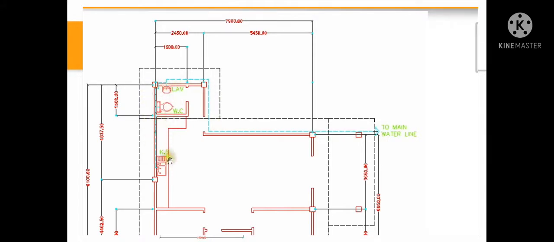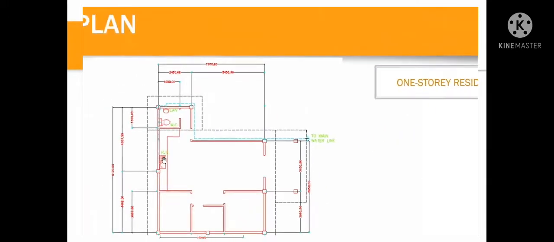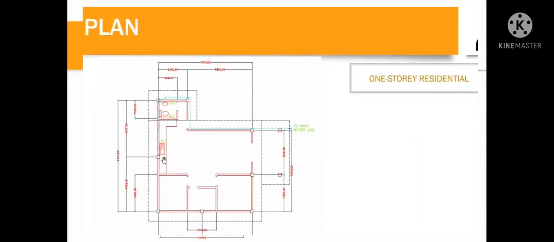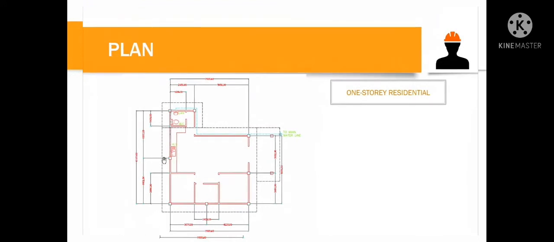We have three different fixtures here: a lavatory, a water closet, and a kitchen sink. Given these fixtures, we can compute the water demand, or the probable consumption of water inside our building. This is just a residential plan since we only have a few fixtures: one water closet, one lavatory, and one kitchen sink.